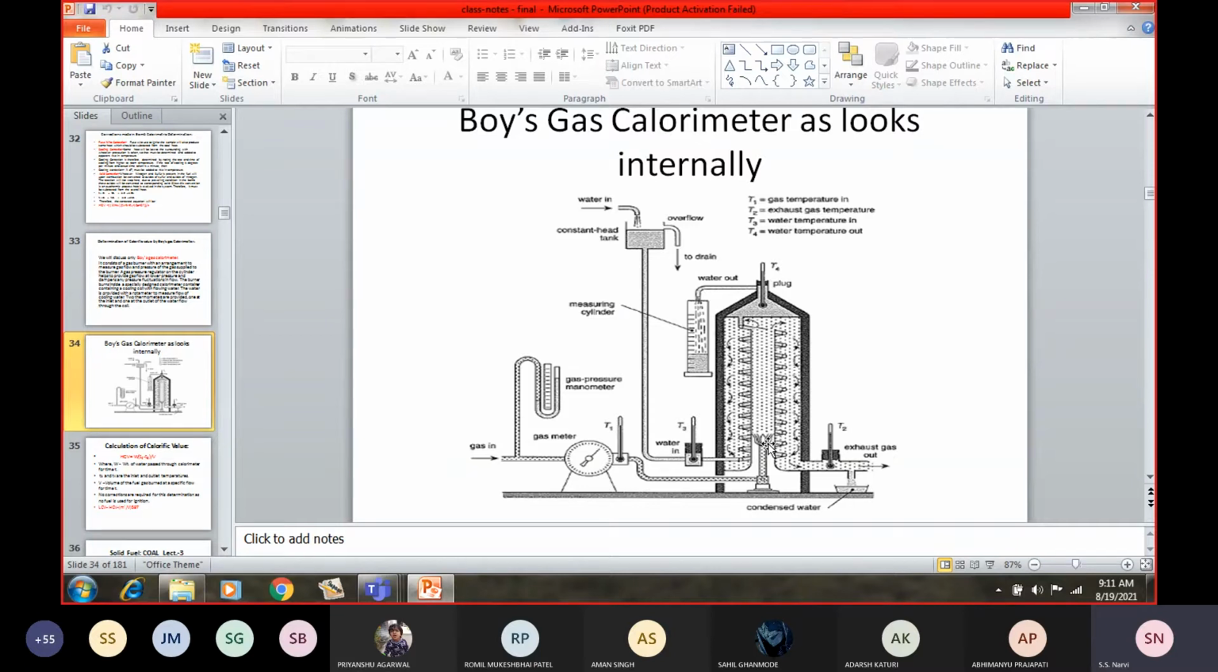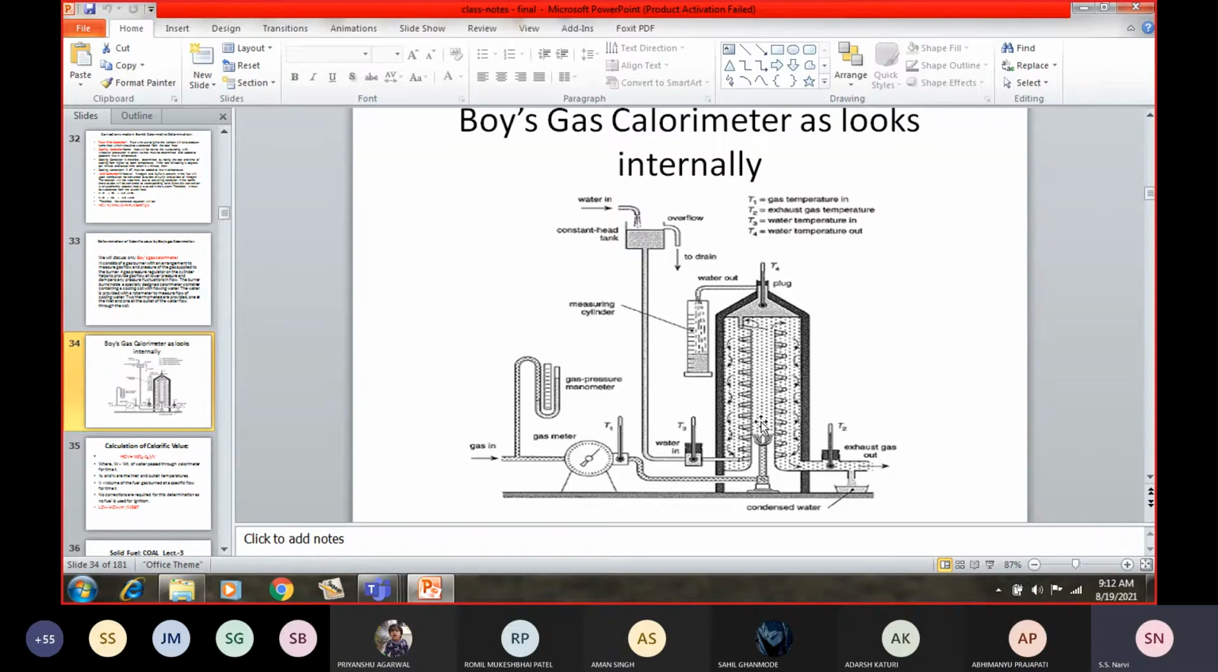Then the product of combustion is water vapor, because hydrogen will undergo combustion to produce water vapor. Then there may be oxides of nitrogen and sulfur. Air is also coming, so complete combustion will take place, that is, the final combustion products are formed. It's not carbon monoxide, it will be carbon dioxide which is formed.